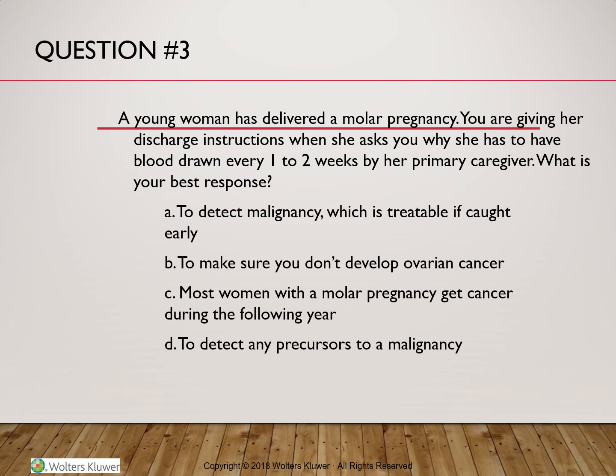A young woman has delivered a molar pregnancy. You are giving her discharge instructions. She asks you why she has to have blood drawn every 1 to 2 weeks by her primary caregiver. What is your best response? A, to detect malignancy, which is treatable if caught early. B, to make sure you don't develop ovarian cancer. C, most women with a molar pregnancy get cancer during the following year. Or D, to detect any precursors to a malignancy.